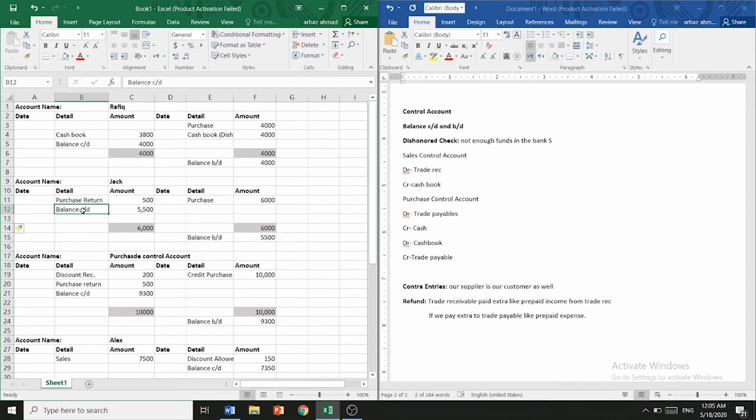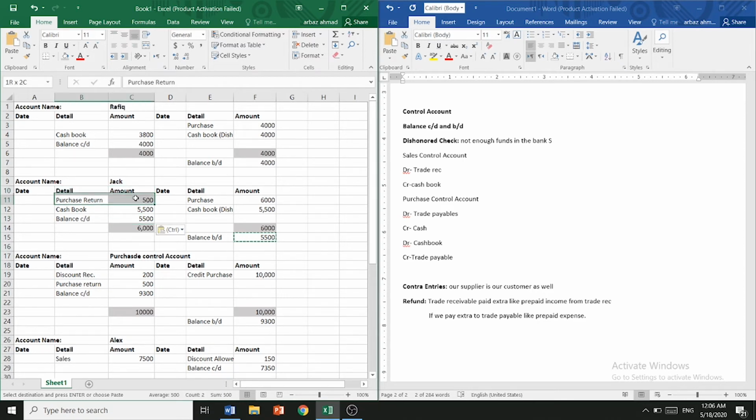something similar will happen over here. Cash book, I am assuming I paid my trade payable, and then the trade payable said, the amount you paid to us is not valid, or the check you paid to us is not valid. You are not having enough funds in your bank. Therefore they are making this dishonored check and giving us back our check. So this will be the payment.